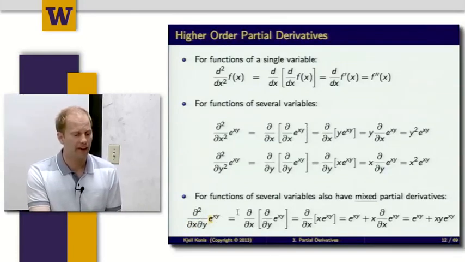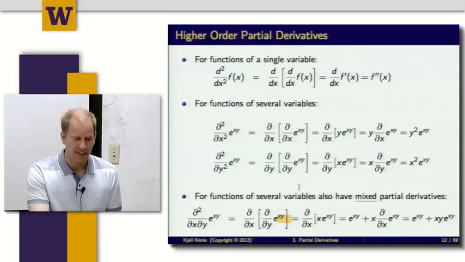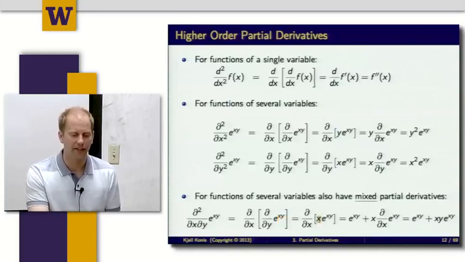So if I were to write this out in slightly longer form, when I say partial squared, partial x, partial y, I mean first take the partial derivative with respect to y of my function. That's going to give me another function of x and y. And I'm going to take the partial derivative with respect to x of that function. So here I've just evaluated the first partial with respect to y, and we got the same thing we got up here. But this time it's going to be slightly more complicated, because I'm going to take the derivative of this now with respect to x.